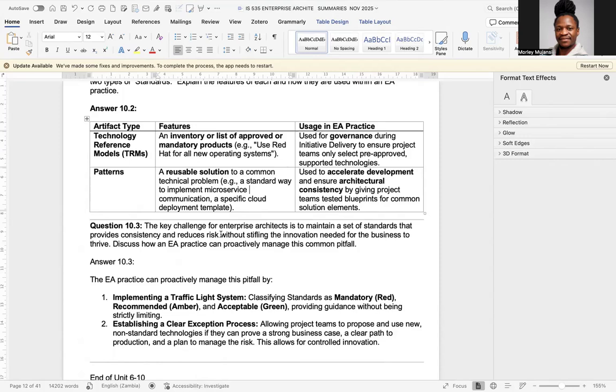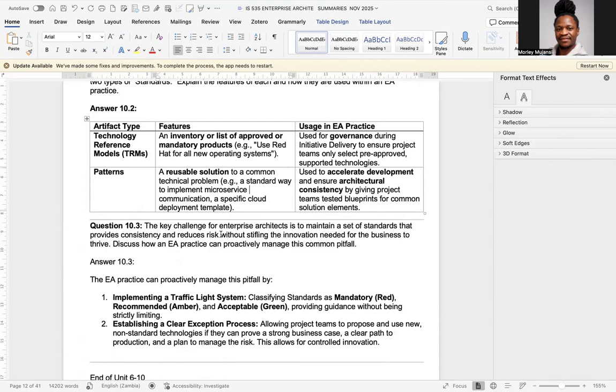So if we're going to discuss how an EA practice can proactively manage this pitfall of maintaining consistency with standards without stifling innovation, an example would be where we want to implement a traffic light system. Okay, so classifying standards as mandatory, recommended as amber, and then acceptable as green.